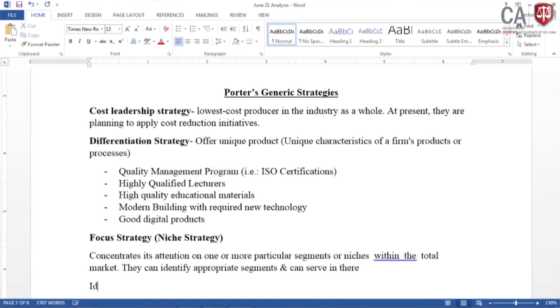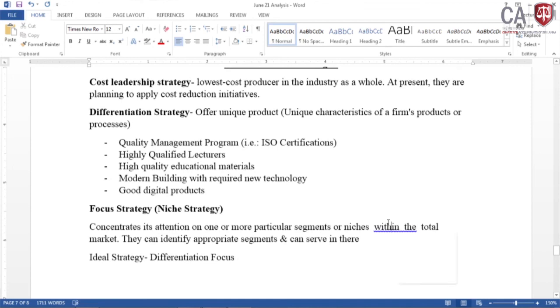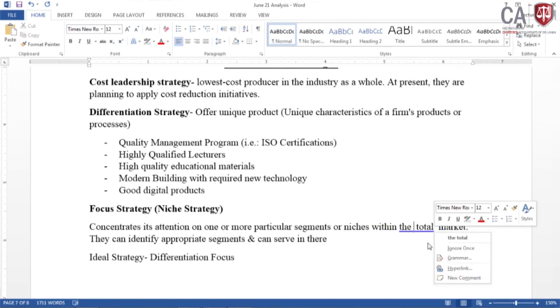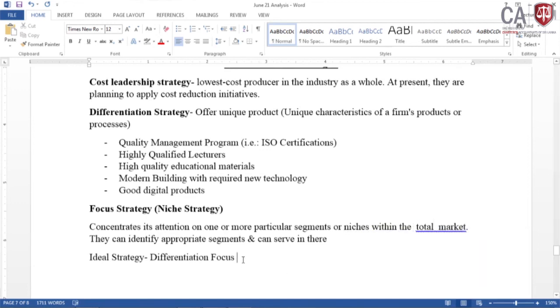So, ideal strategy, what is the ideal strategy? You know that in the focus there are two strategies, cost focus, other one is differentiation focus. I think differentiation focus is the ideal strategy for them. Differentiation focus. You offer unique product in the selected market place. Unique product is offered within the selected market place. So, differentiation focus is the ideal strategy for them.